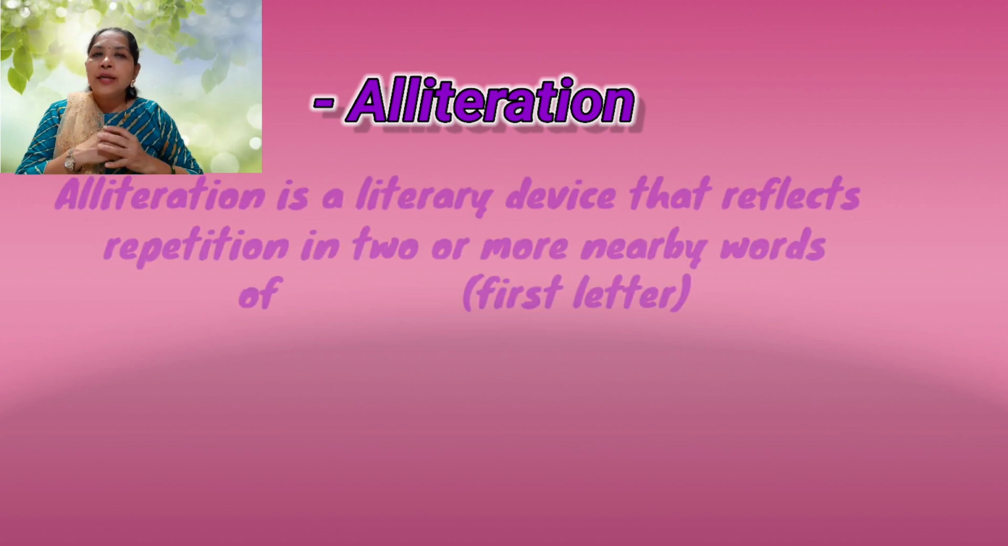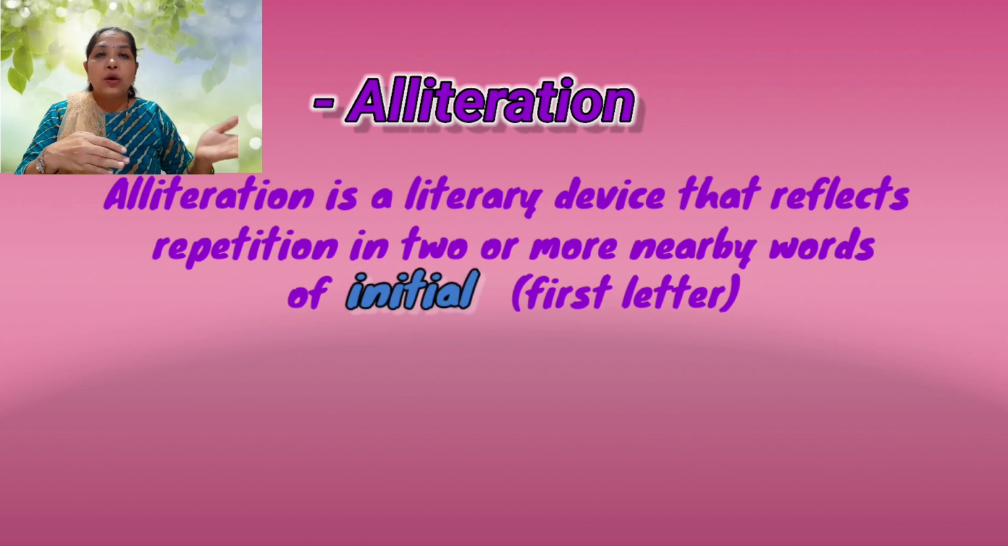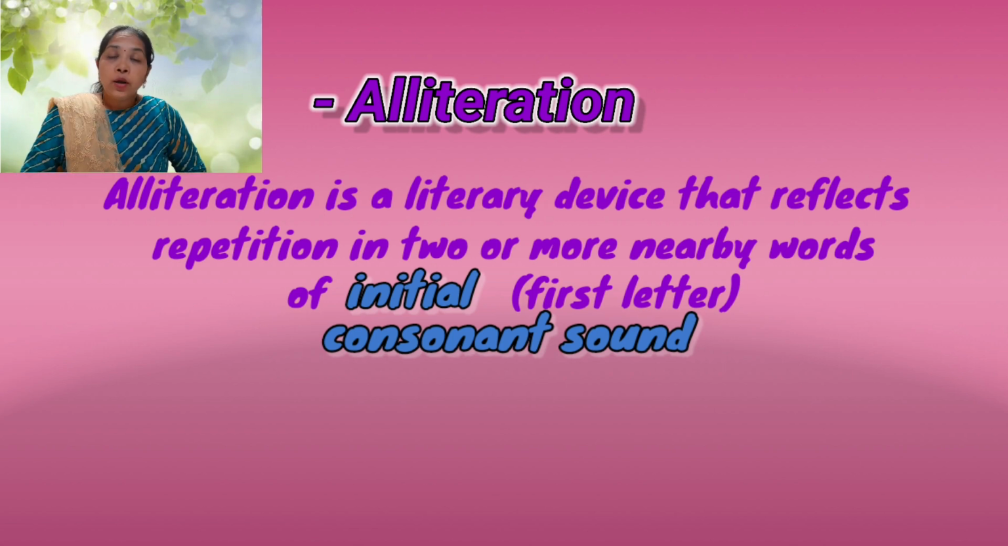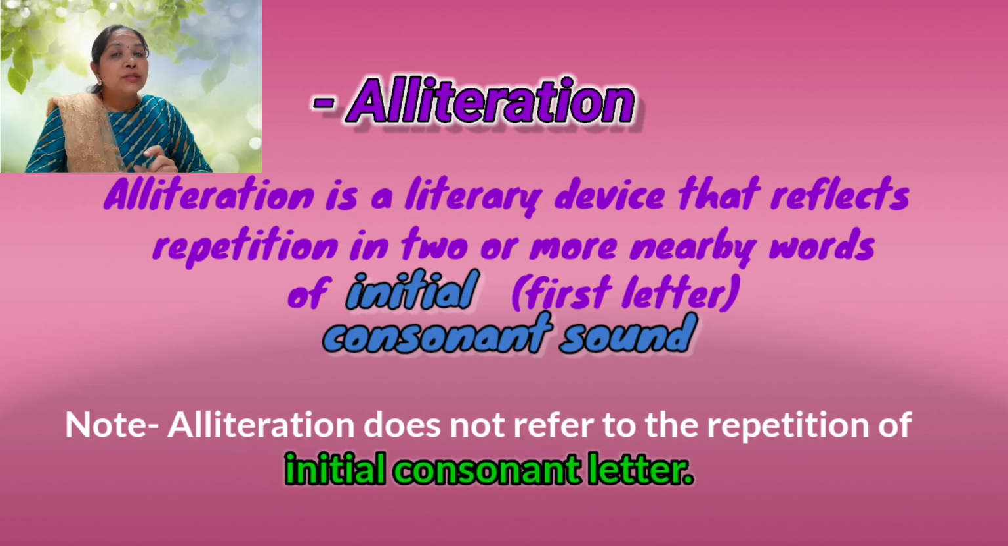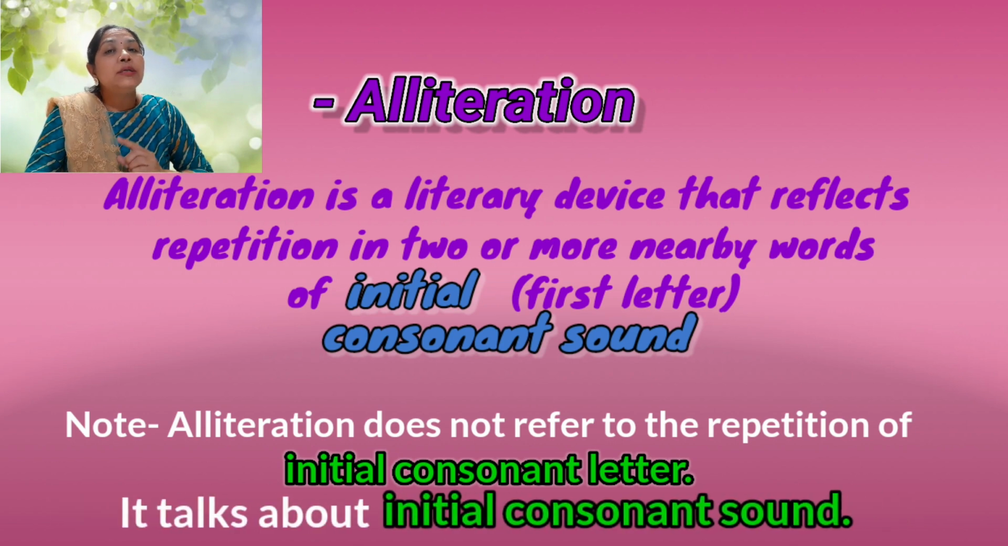Alliteration is a literary device that reflects repetition of initial consonant sounds in two or more nearby words. That means the consonant sound of the first letter of the word. Here, make a note that alliteration does not refer to the repetition of the initial letter. Initial means first letter of the word. It talks about the initial consonant sound.